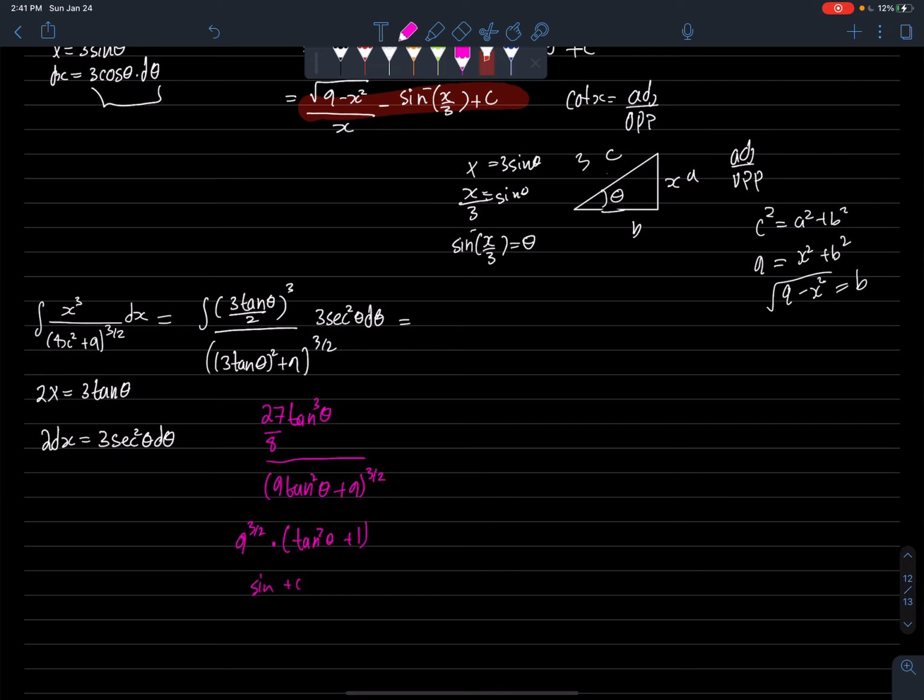And we know sine squared plus cos squared is equal to 1. So dividing by cos squared, tan squared plus 1 is equal to secant squared theta. So let's substitute that. There's going to be 9 to the 3 over 2 times secant squared theta, right? But okay, let's simplify that 3 over 2.